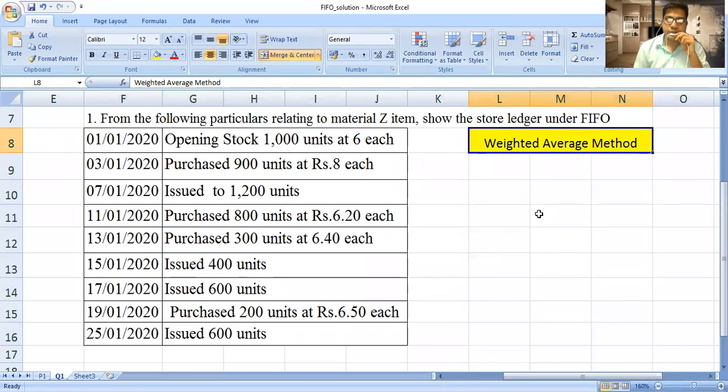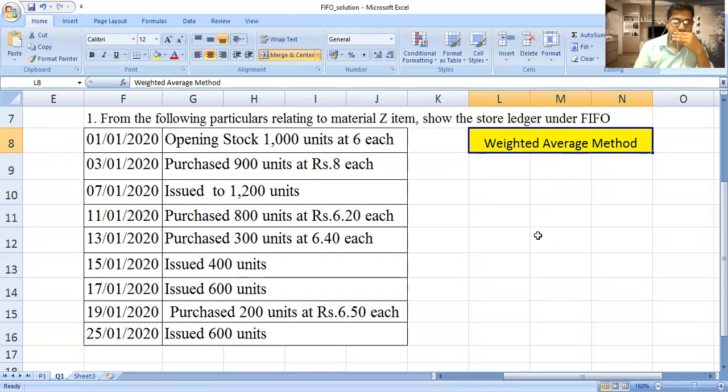1/1/2020 opening stock 1000 units at rupees 6 each. 3/1/2020 purchase 900 units at rupees 8 each. 7/1/2020 issued 1200 units. 11/1/2020 purchase 800 units at rupees 6.20 each. 13/1/2020 purchased 300 units at 6.40 each. 15/1/2020 issued 400 units. 17/1/2020 issued 600 units. 19/1/2020 purchased 200 units at rupees 6.50 each. 25/1/2020 issued 600 units.